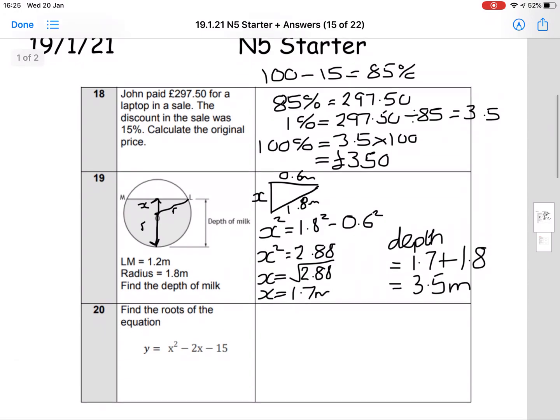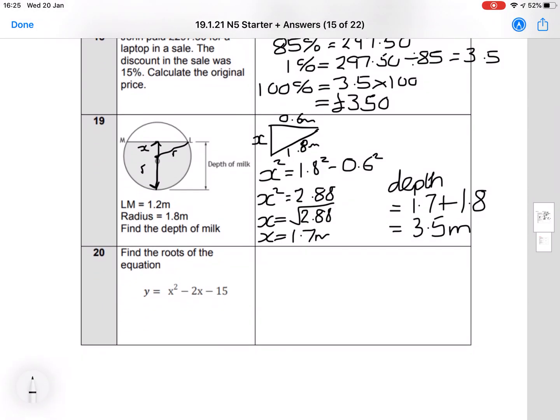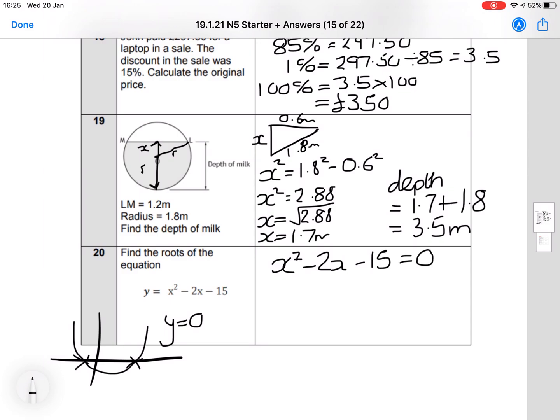The last question in this set, question 20, we have find the roots of the equation. So remember, your roots are the points where your quadratic crosses the x-axis. So when y is 0. So here we would set this to 0. So x squared minus 2x minus 15 equals 0. And then we're going to factorise and solve.